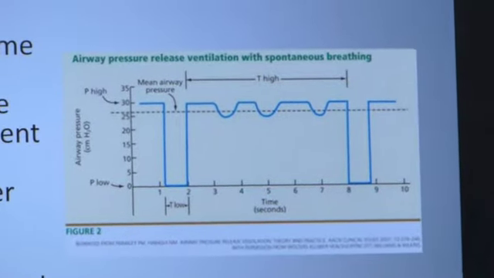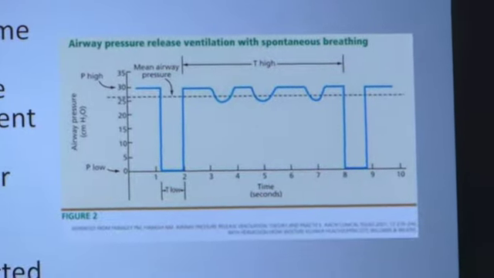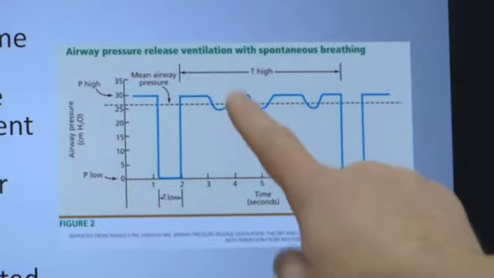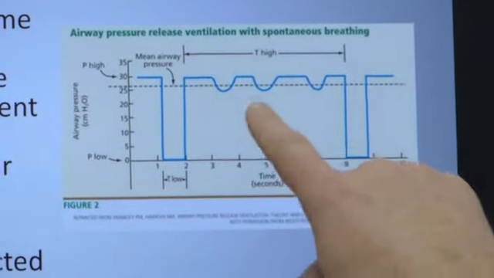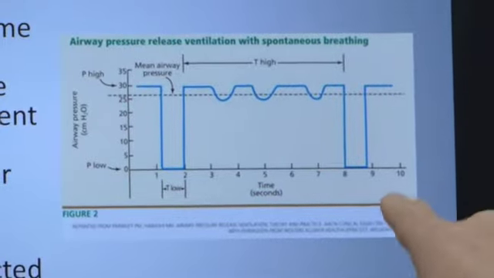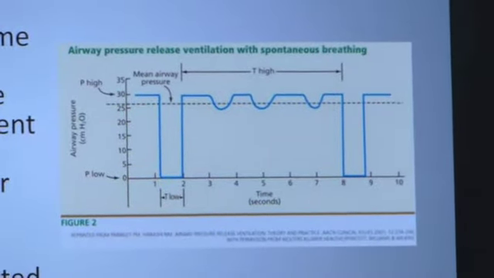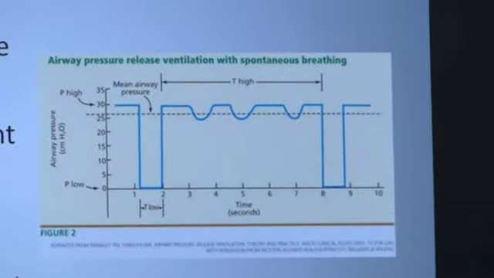APRV allows unrestricted spontaneous breathing throughout the whole cycle. That's what these are. These are pants. And so the patient can pant throughout the whole cycle, which is why it doesn't work when patients are paralyzed, because if they don't pant, they're going to not ventilate well.